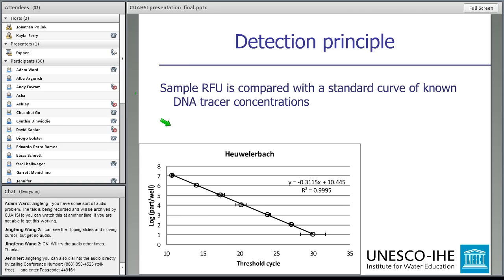Then, when I know my sample fluorescence, I can compare it with a standard of known DNA tracer concentrations. Here, this is a standard, and standards typically look like this, with an R squared of about 0.999 and something.